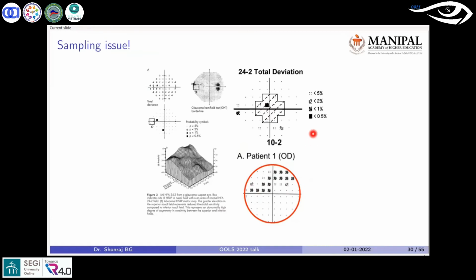Okay, so you might miss tiny scotomas within this 6-degree space because you are really not checking the visual fields there. So there are two issues. One is the sampling issue. This means that it is possible to miss the small tiny scotomas that you see in the perimetry. The second issue is that whatever you measure using perimetry is neither accurate nor precise.